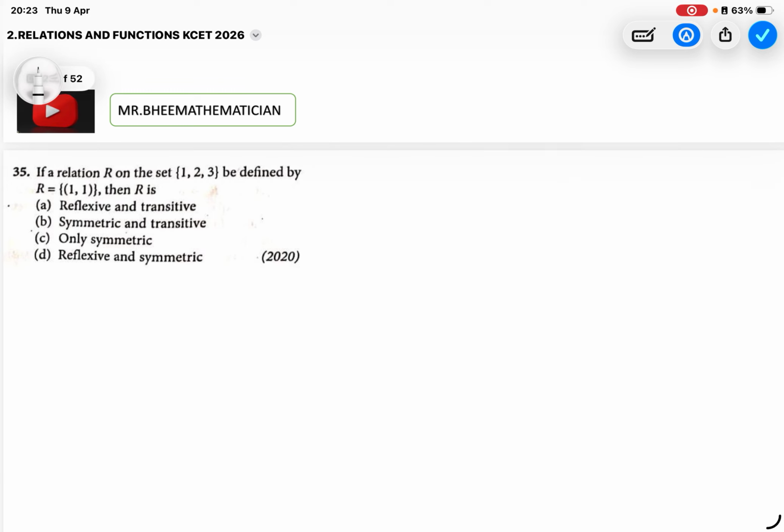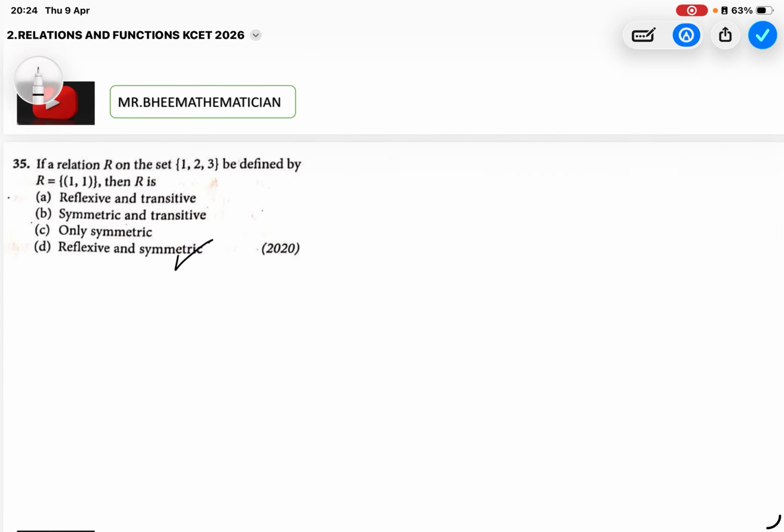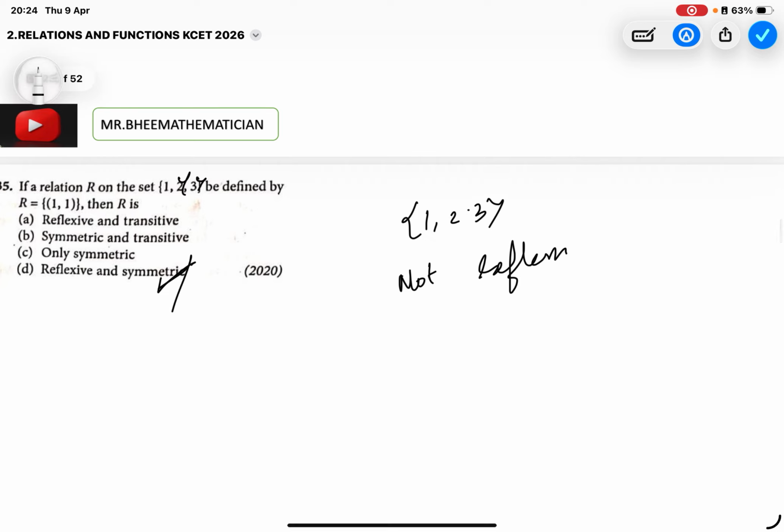And relation R on {1, 2, 3} is defined by (1,1). Only (1,1) is there. It means reflexive and symmetric. Transitive is not there. On 1, 2, 3 it is not reflexive because 2,2 is not there, 3,3 is not there. And what about transitive? Yes, only one element is there and it is not any pair of elements. Symmetric and transitive, this is the answer, not this.